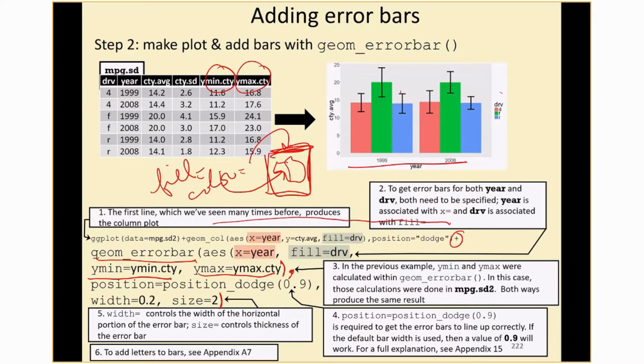Now when we think about our column plot with geom_col, we had position equals dodge. We're also going to have a position statement in geom_errorbar. And look at that code. It's all in Courier. Even this 0.9 is in Courier. What's going on? Well, there's some pretty ugly algebra involved. If you're really interested, you can go to Appendix 15 and see what that is, but you'll actually want to type in the 0.9. Then following that, we also have width equals 0.2, and width, as you recall, determines the width of this little guy here, and size equals 2 determines the thickness of our error bar.